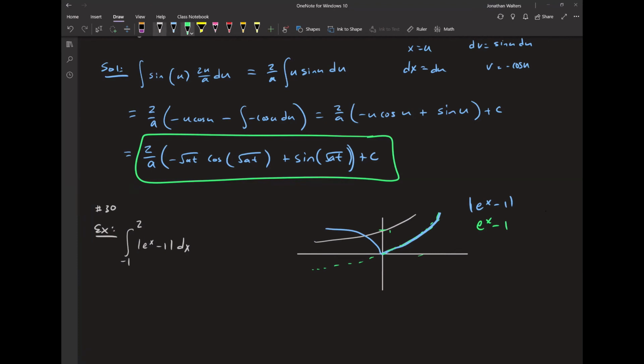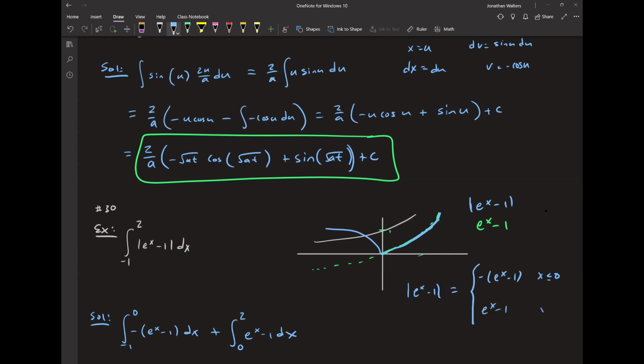So basically from negative 1 to 0, I'm going to do the negative of e to the x minus 1, plus the integral from 0 to 2, I'm just going to do the function e to the x minus 1 dx. So basically absolute value of e to the x minus 1 is this piecewise function: negative e to the x minus 1 if x is less than 0, and e to the x minus 1 if x is greater than 0.